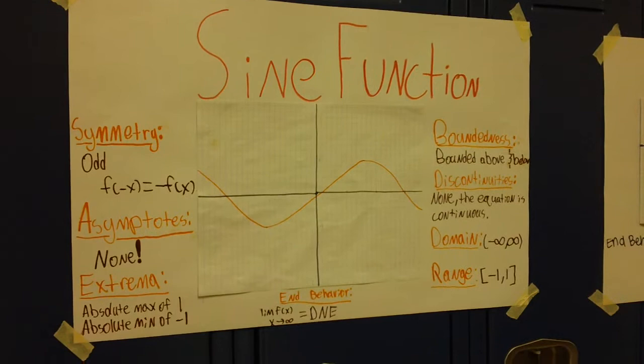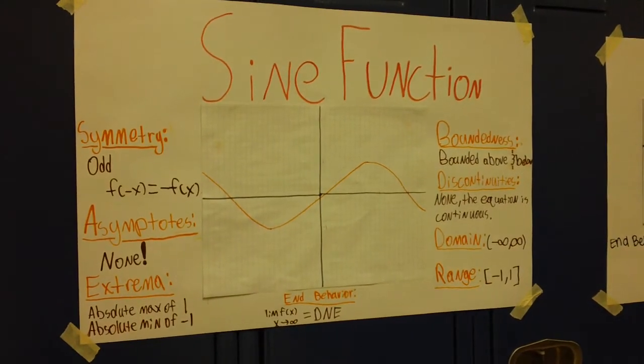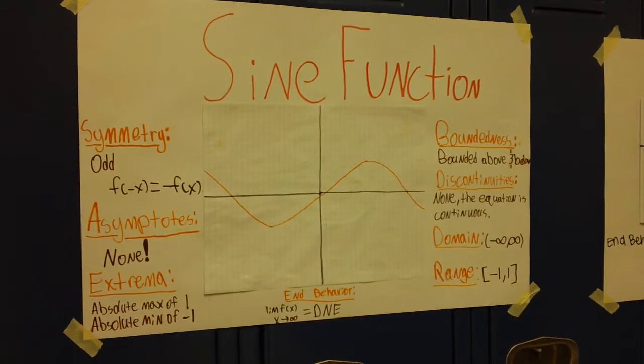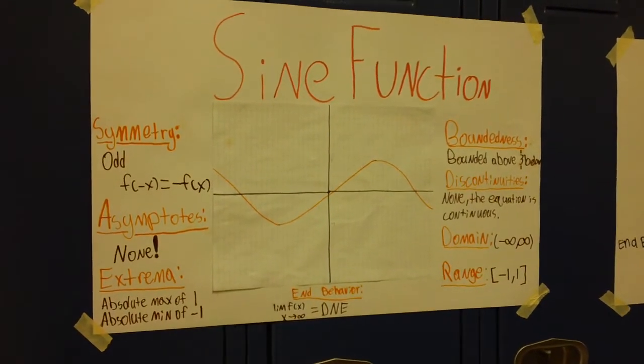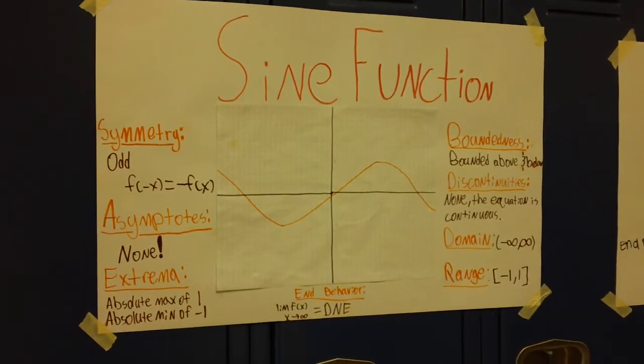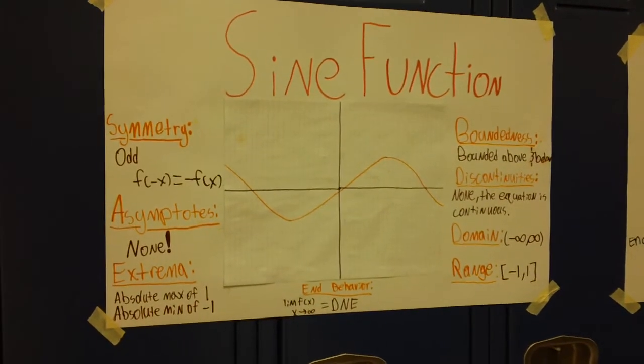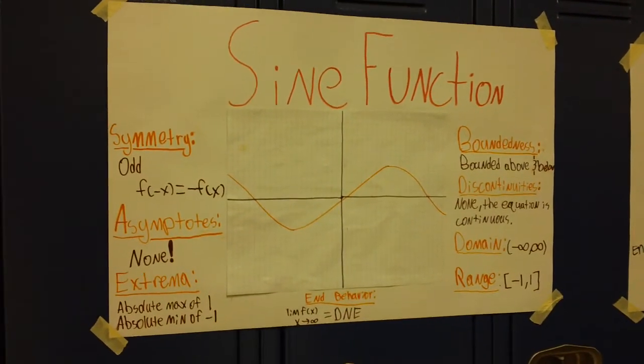There are no discontinuities because the equation is continuous. The domain is -infinity to positive infinity. The range is -1 to 1, and the end behavior is DNE. What does that mean? Does not exist. Does not exist.